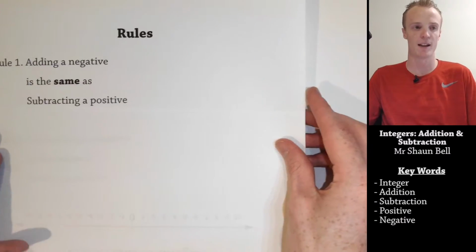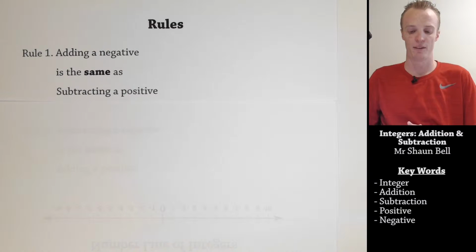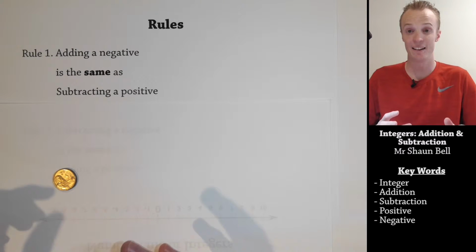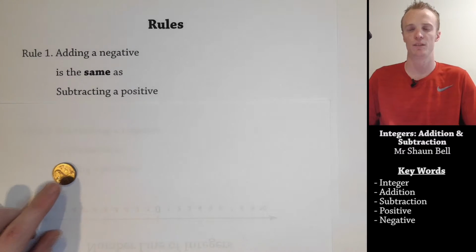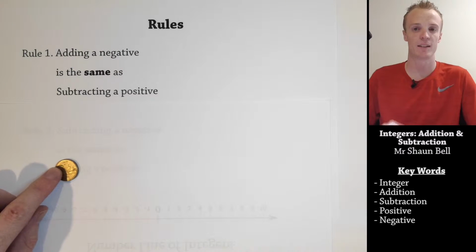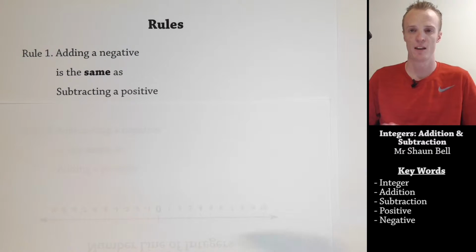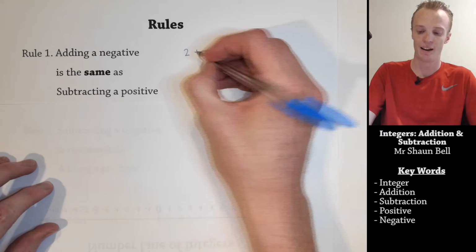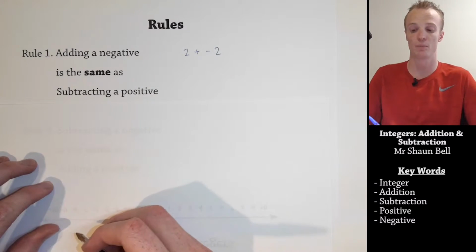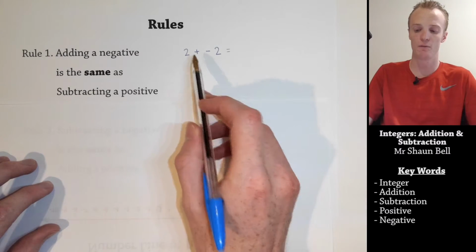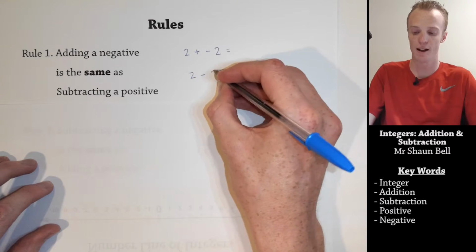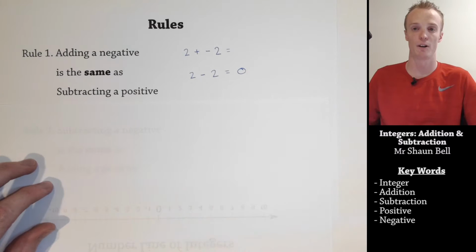The first rule states that when we add a negative, it is the same as subtracting a positive. So let's think about this. If I had $2 and I then added another negative $2, that would be the same as saying I need to subtract this $2 away from me. In terms of maths, this is saying that I have 2 and I'm adding another negative 2 to the problem. Now when we've got this, we can rewrite this plus a negative as 2 subtract 2, which will equal 0.